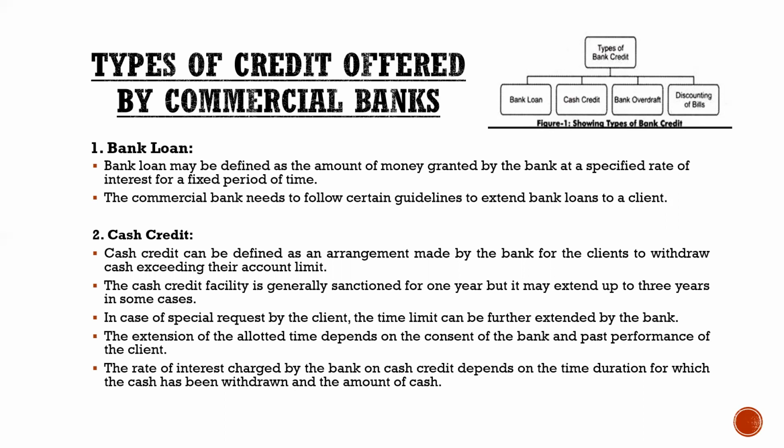Next, cash credit. Cash credit can be defined as an arrangement made by the bank for clients to withdraw cash exceeding their account limit. The cash credit facility is generally sanctioned for 1 year, but it may extend up to 3 years in some cases. In case of special request by the client, the time limit can be further extended by the bank. The extension of the allotted time depends on the consent of the bank and past performance of the client. The rate of interest charged by the bank on cash credit depends on the time duration for which the cash has been withdrawn and the amount of cash.